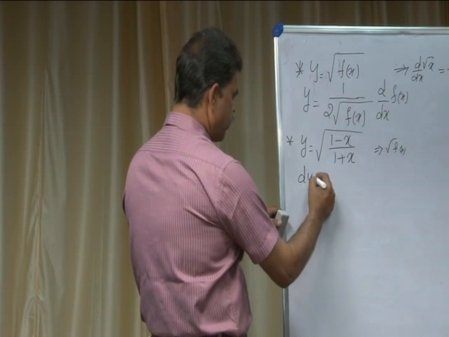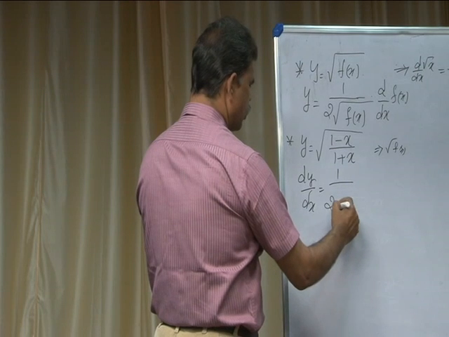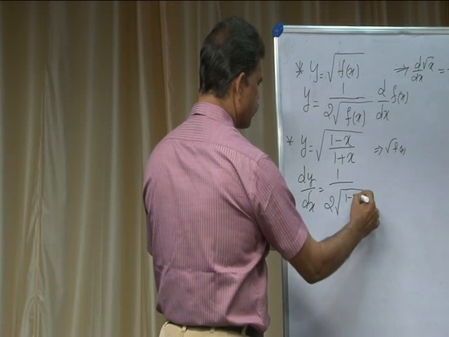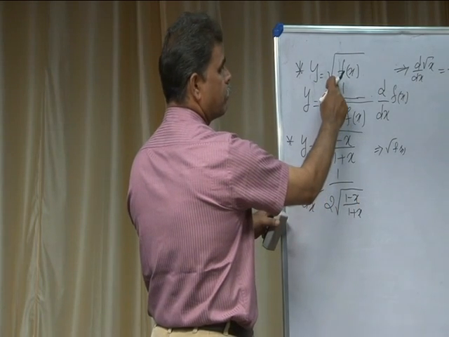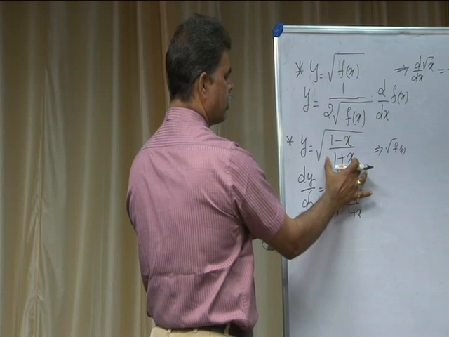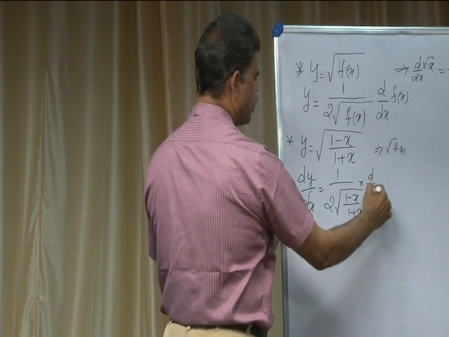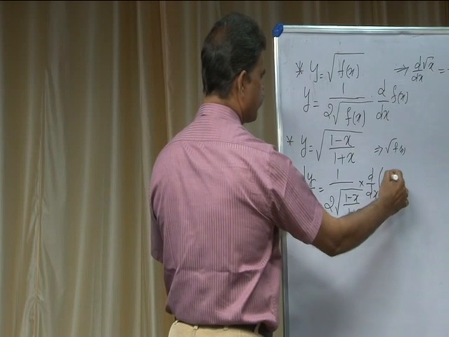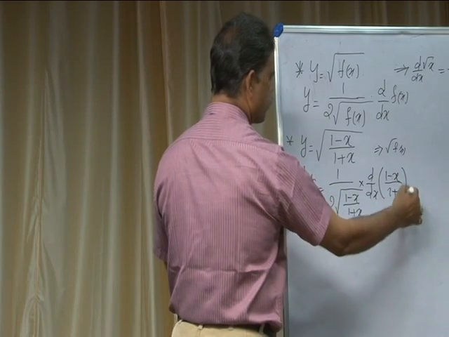Hence, dy by dx is equal to 1 divided by 2 root of (1 minus x by 1 plus x). Root function differentiation is 1 by 2 root of function. What is the function? What is inside the root we take as it is, into d by dx of the function. What is the function? 1 minus x divided by 1 plus x.